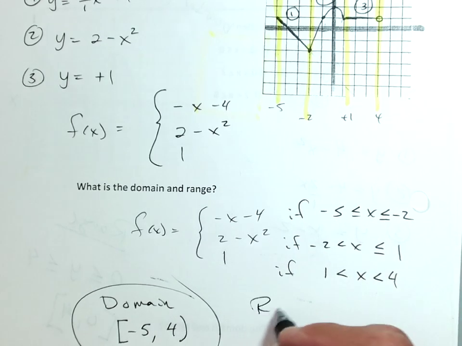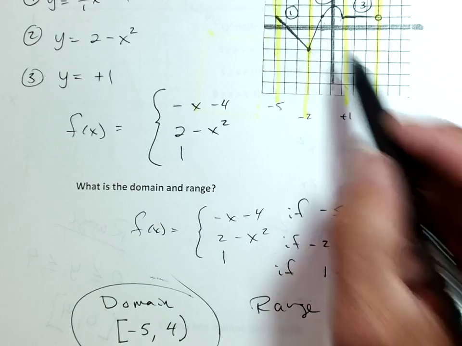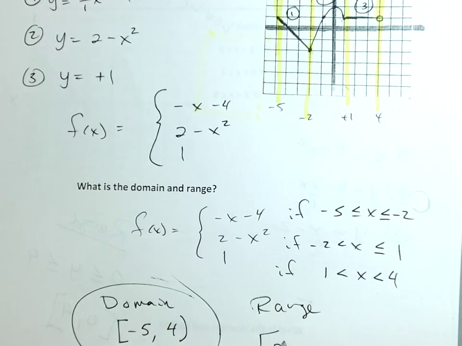Range. Negative 2, comma. What's the highest point? 2. And is that a true value? Yeah. There you go.